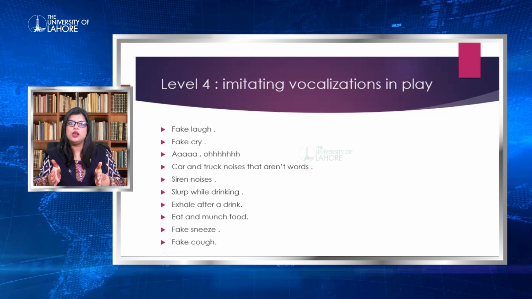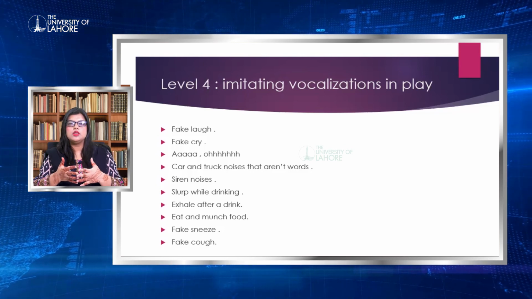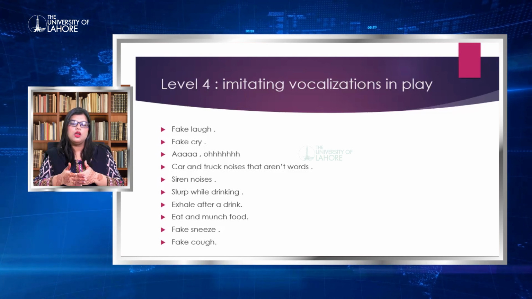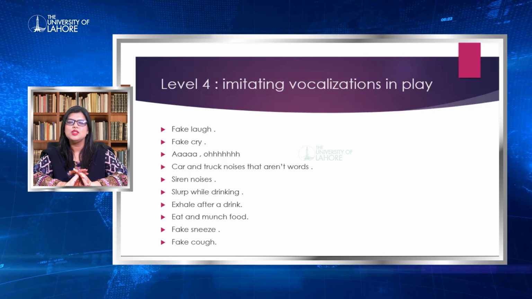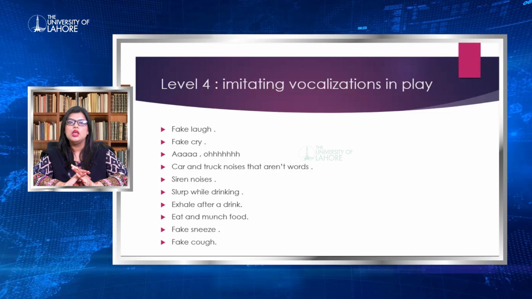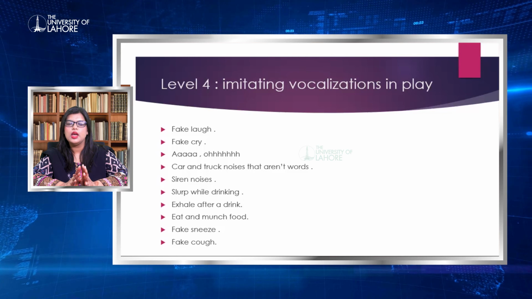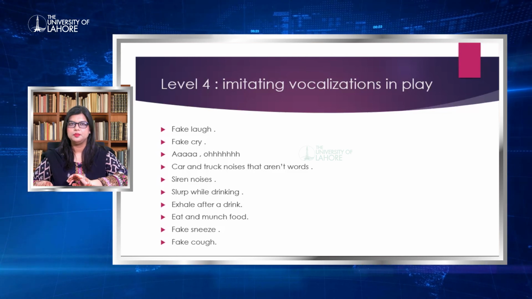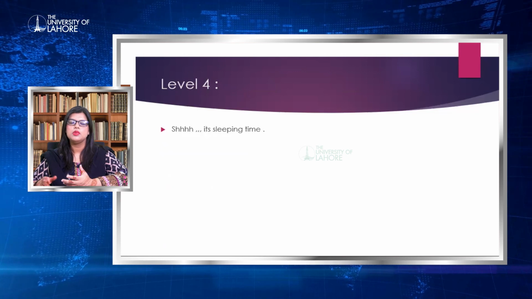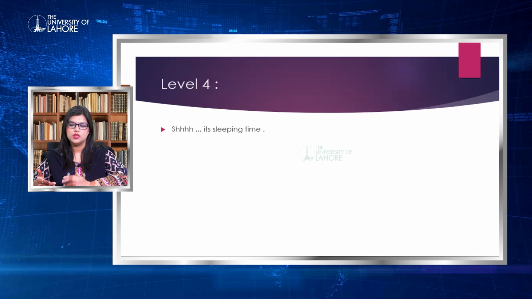So you assess the child and you think that he has limited abilities in imitating vocalizations in play. These will be the children who are delayed. For example, if the child is 3 years old and his developmental and language level is 2 years old, then this will be the area for which you will assess the child and plan therapy. And then there's a sleeping noise that you can teach the child, that the baby is sleeping, and you can teach these kinds of verbs and noises to the child.